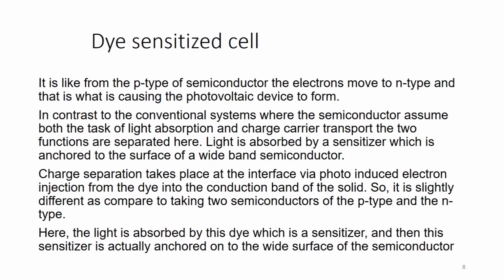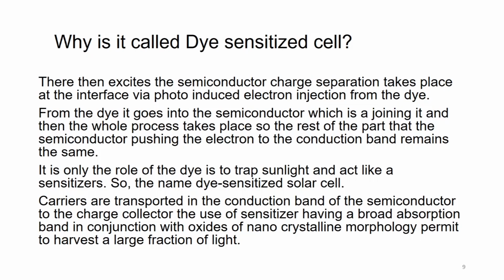Here the light is absorbed by this dye, which is a sensitizer, and this sensitizer is anchored onto the wide surface of the semiconductor. Why is it called a dye sensitized cell? Charge separation takes place at the interface via photo-induced electron injection from the dye. From the dye it goes into the semiconductor which is joining it, and then the whole process takes place. So, the rest of the part, the semiconductor pushing the electron to the conduction band, remains the same.